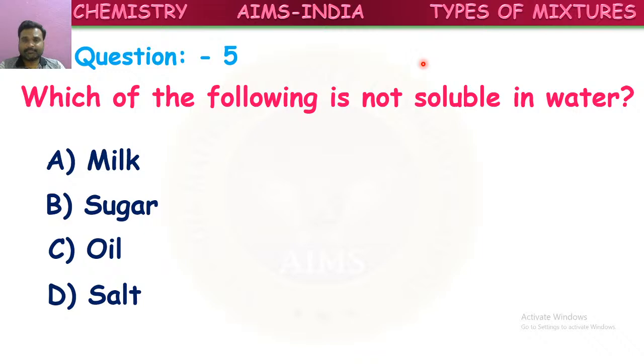If you see sugar, if you add sugar into water, after certain time, these sugar crystals will be dissolved into water. So sugar is finely soluble into water and forms a syrup. So it is also not the correct answer. If you say oil, is oil soluble into water? No, oils won't be dissolved into water. They form separate layers when you mix them. So oil is not soluble into water. What is the fourth option? Salt. Salt also finely dissolves into water. So milk, sugar, salt are soluble into water, but only oils are not soluble into water. So the correct option is C.